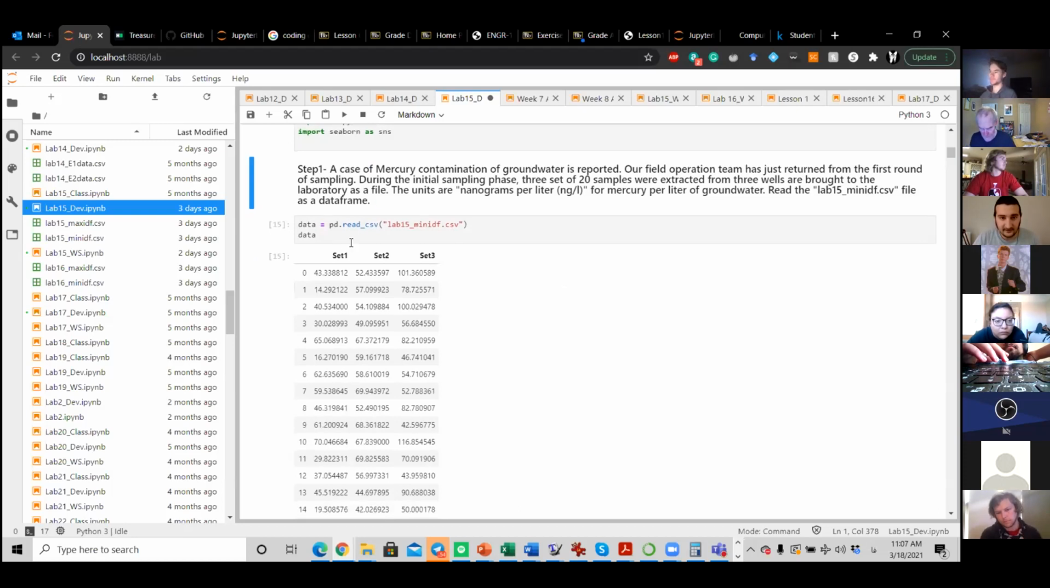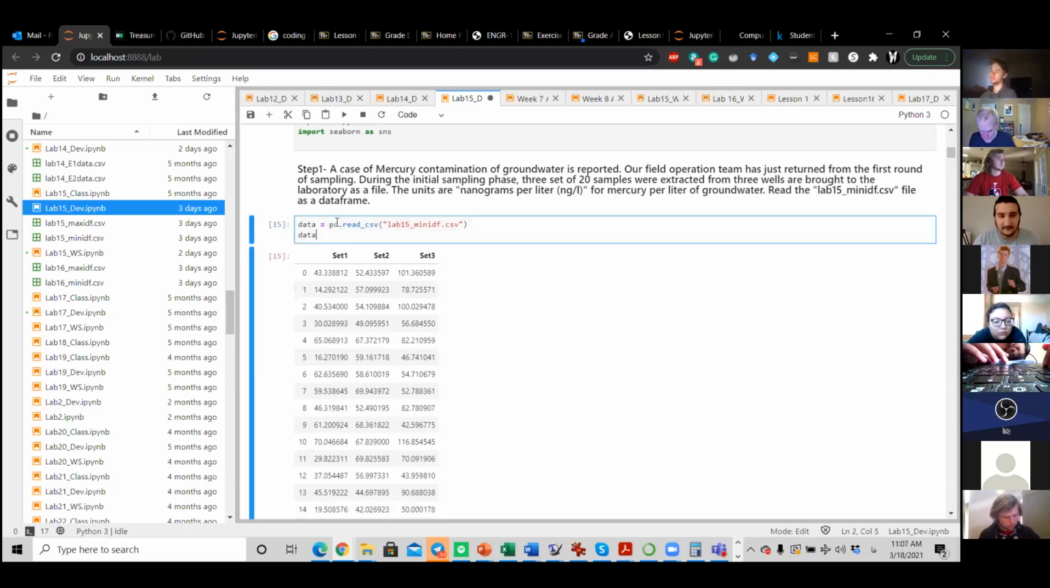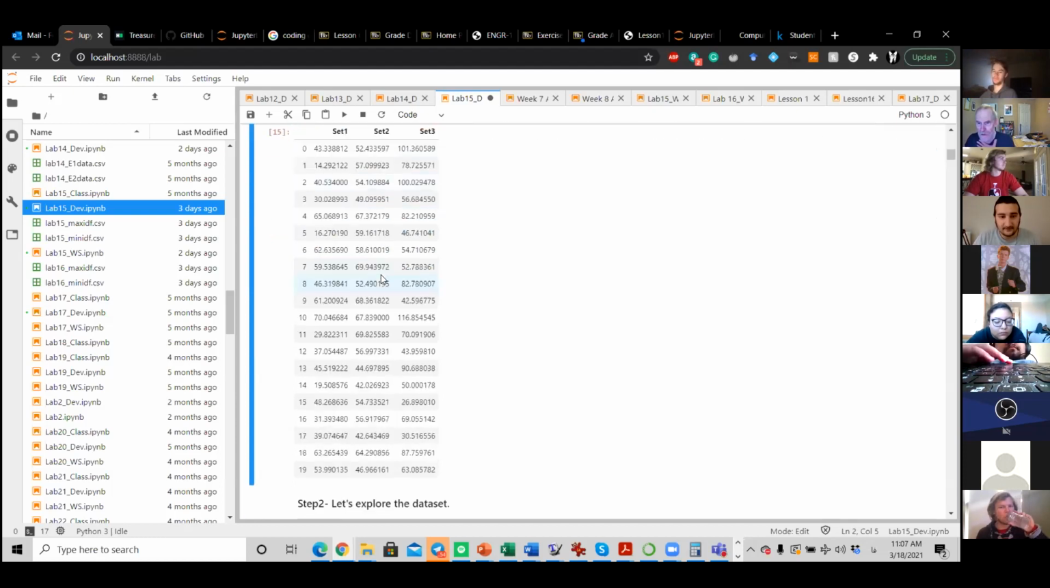So if I read the file and I simply print the data frame, I will have something like this. Do you have the same thing on your screens? Yes. Okay. What can you tell me about it simply by looking at this? It's just a population with a bunch of samples in it. That wasn't quite contradicting the statement. Is it a population or is it a sample? Population. It's a collection of samples.